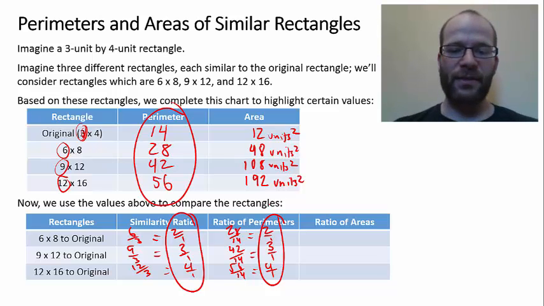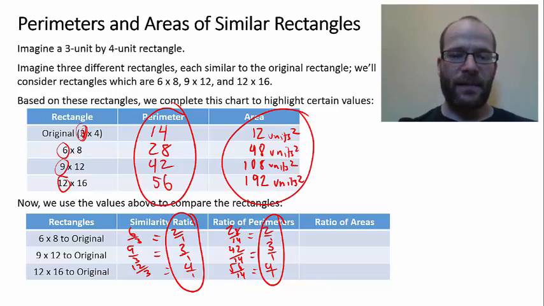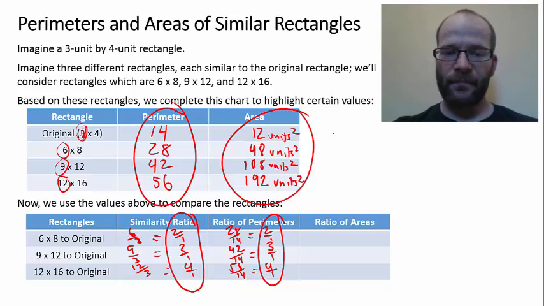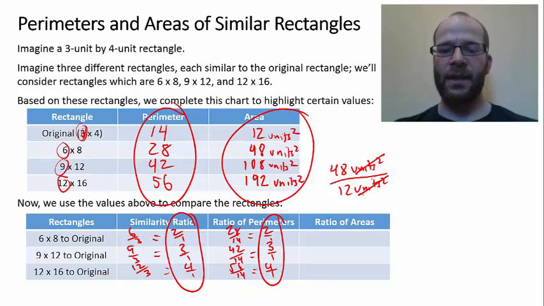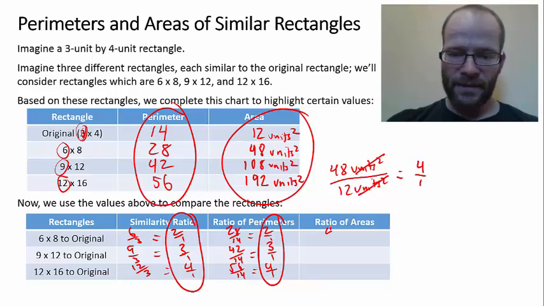Let's talk about the ratio of the areas. To do that, we need to compare the areas up here. So when we compare the 6 by 8 to the original, we have 48 square units. So that would look like this. Divided by 12 square units. Notice the unit labels will cancel as they always do. We're left with 48 over 12, which you may recognize as 4 over 1. So that's 4 over 1.